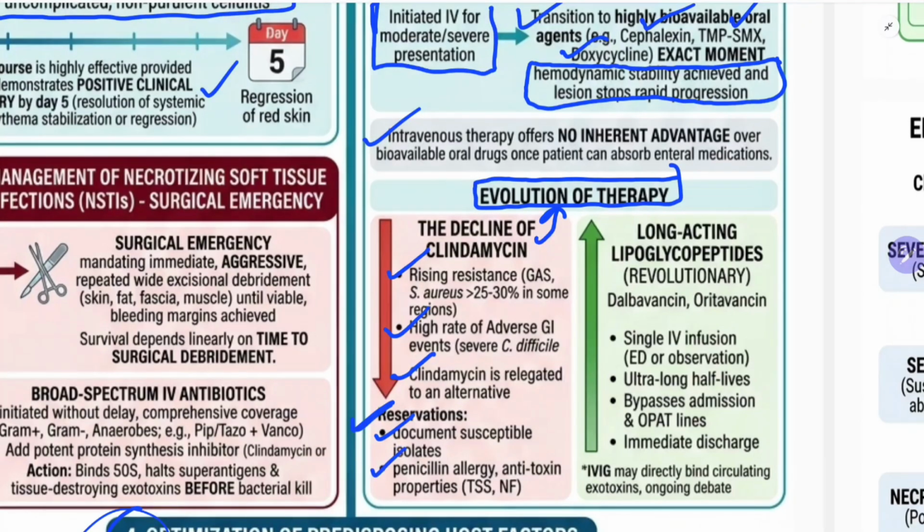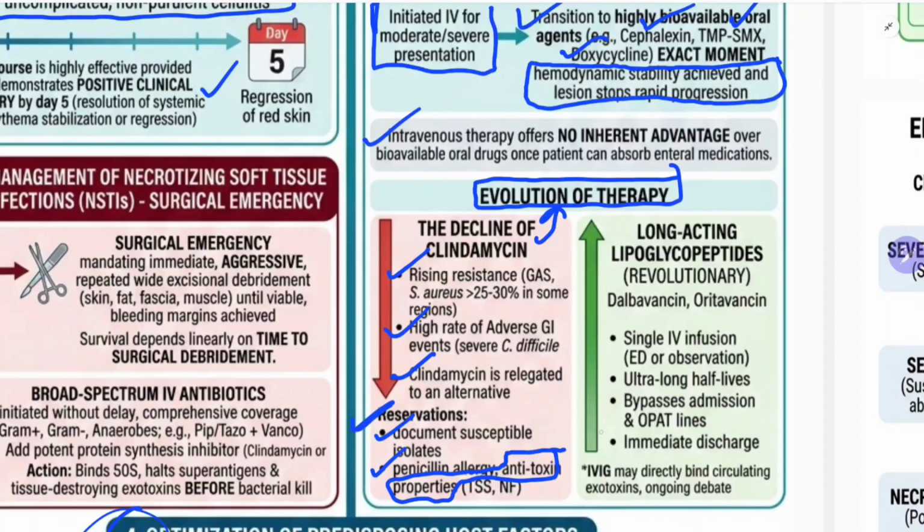Use it where you suspect penicillin allergy, or for its antitoxin properties. We have read about toxic shock syndrome, exfoliative toxin, staphylococcal scalded skin syndrome and toxic shock syndrome, where the culprit is that the bacteria produce toxins and release them into the circulatory system. To halt that production of exotoxin, clindamycin has a role. So for that purpose we can use this.